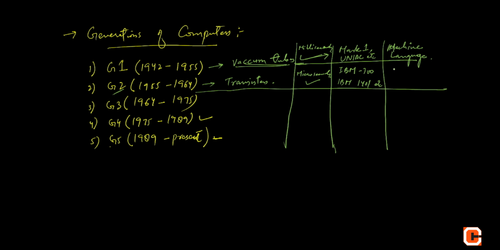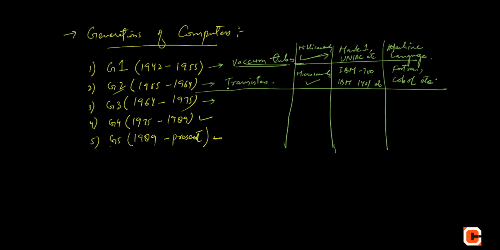And languages like Fortran, COBOL, etc. were used. Those were assembly languages, not high level languages and not machine level languages. Those were intermediate languages, which we call assembly languages.